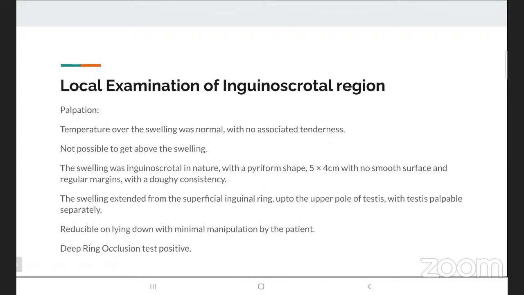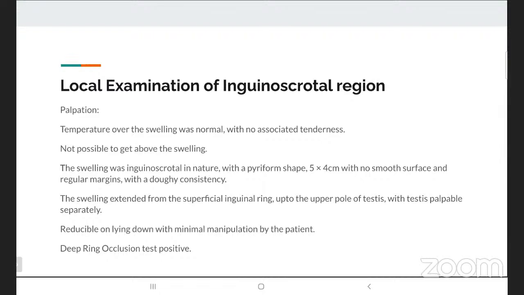These are the minimum things we are seeing, that in the examination you are making mistakes. Straight away you are going to put the hand on the scrotum. So always feel the normal temperature, get acclimatized to that, then you do the local examination.